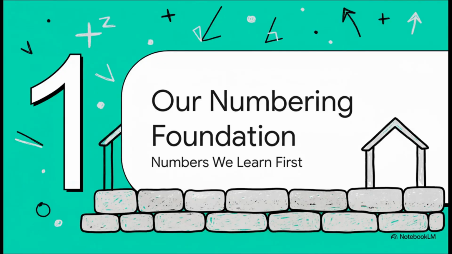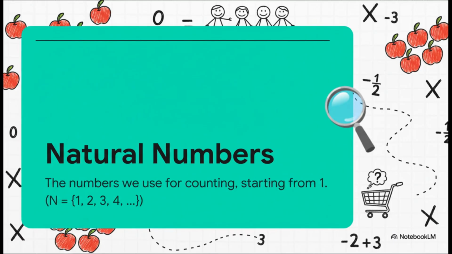Okay, so to really get a grip on where we're headed, we need to take a quick look back at the numbers we already know. You know, the foundation that everything else is built on. First up, we have what are called natural numbers. These are the very first numbers we learn as kids, right? 1, 2, 3, 4, on and on forever. They're perfect for counting things you can actually touch, like apples or books. But notice what's missing. There are no negatives, and there isn't even a 0.